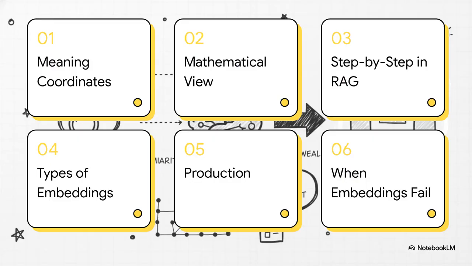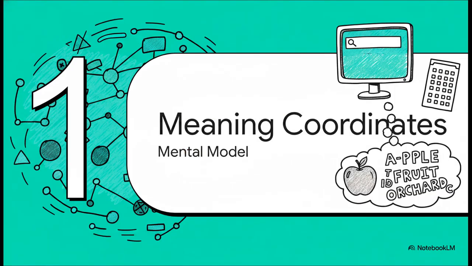Here's our quick roadmap for today. We'll start with meaning coordinates in space, look at the math behind search, do a step-by-step walkthrough of RAG, cover types of embeddings, dive into building for production, and finally look at exactly what happens when embeddings fail. All right, part 1, meaning coordinates in space.